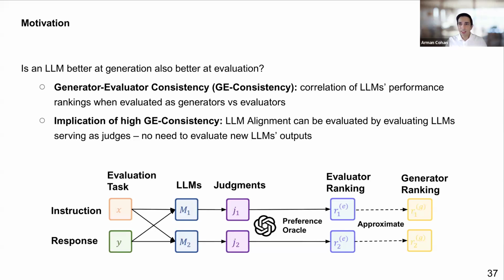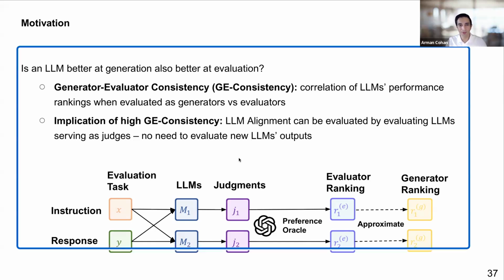So you might ask, why do we care? What is the implication of this? The implication is that if we find that the generation-evaluation consistency is high, then LLM alignment in general can be evaluated by evaluating LLMs as judges, and we don't need to evaluate new LLMs' outputs anymore by judging them through the oracle. I'm going to unpack this a little bit in the next few slides.